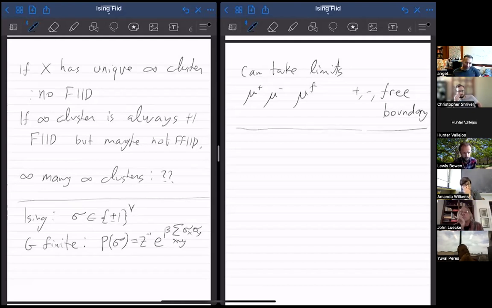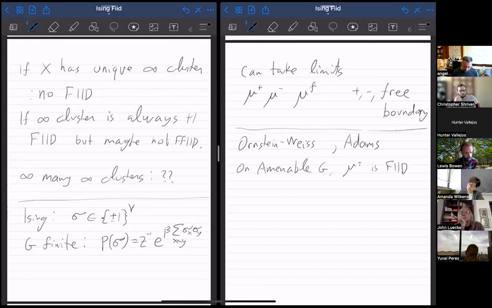This can be related to factors of IID. There is a result of Ornstein and Weiss, and then of Adams. I believe Ornstein and Weiss was just in Z^d, and Adams wrote this in detail also for the amenable case, which says that on an amenable graph, mu plus is a factor of IID for every beta.